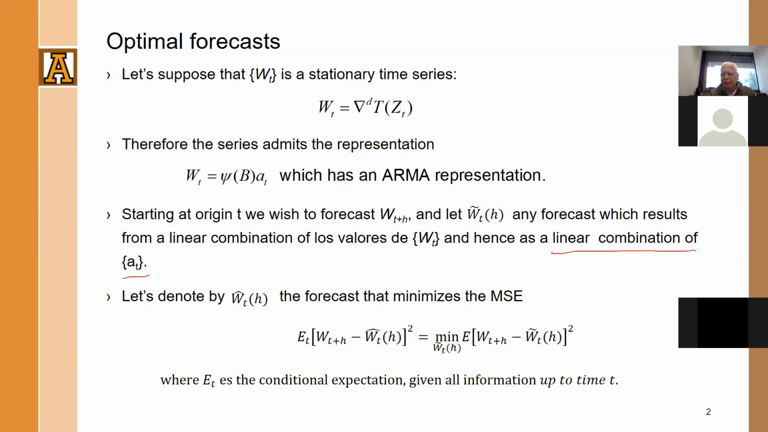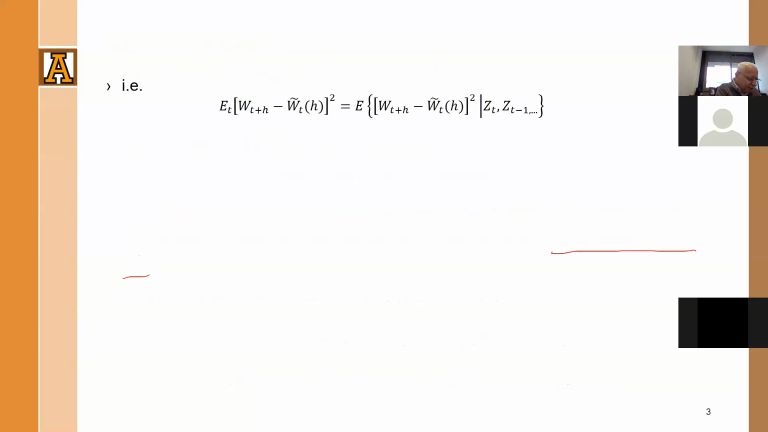That's how we're going to define the optimal forecast. Now, what we're saying is that the expected value, conditional on t, of (W_{t+h} minus W̃_t(h)) squared will be the expected value of W_{t+h} minus W̃_t(h), the actual value minus its estimate, given that we know the observations Z_t, Z_{t-1}, Z_{t-2}, and so on. That's what we refer to as conditional expectation.